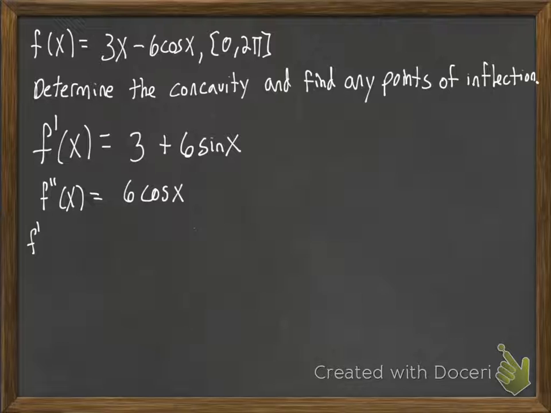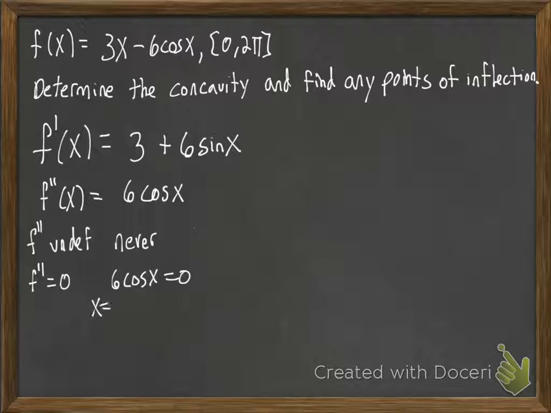So we figure out when the second derivative is undefined. In this case, we're doing a cosine function, which is defined everywhere, so it's never undefined. When would it be 0? Well, we'd find out when 6 cosine x is 0. Remember, cosine is 0 at 90 degrees, or pi over 2, and also at 3 pi over 2. So we have two values of interest here, pi over 2 and 3 pi over 2.